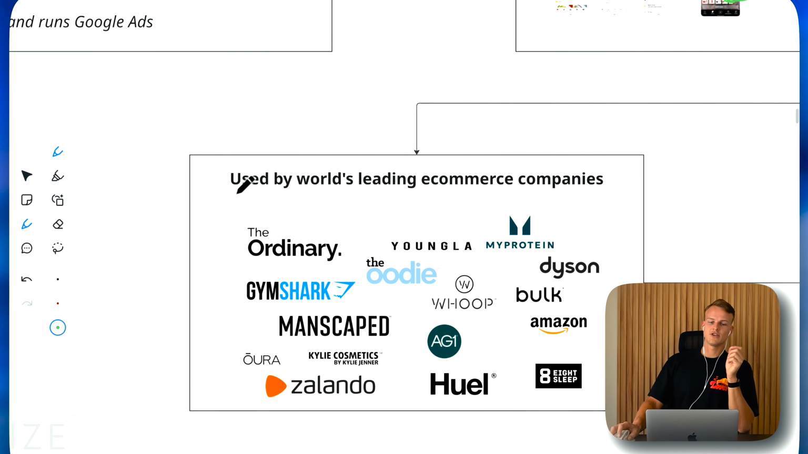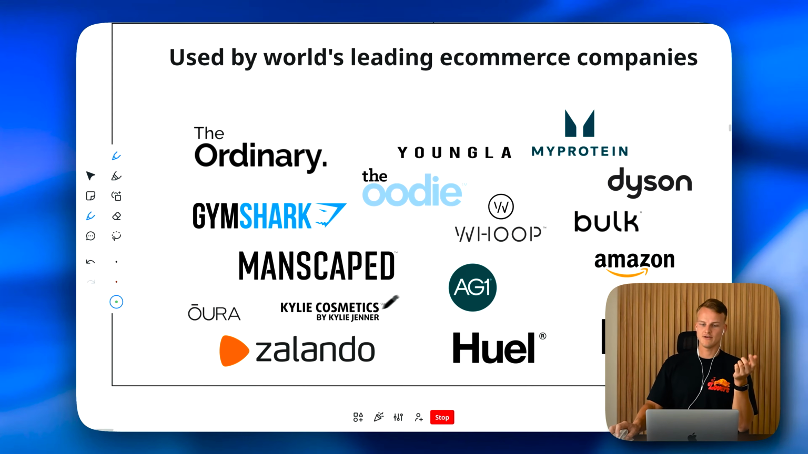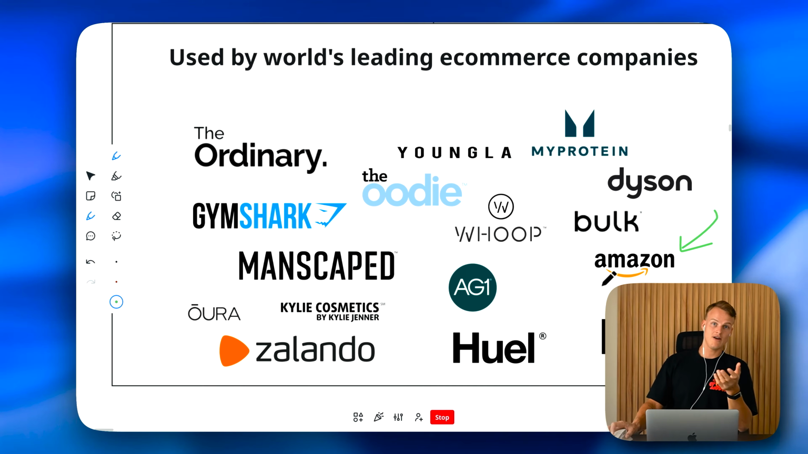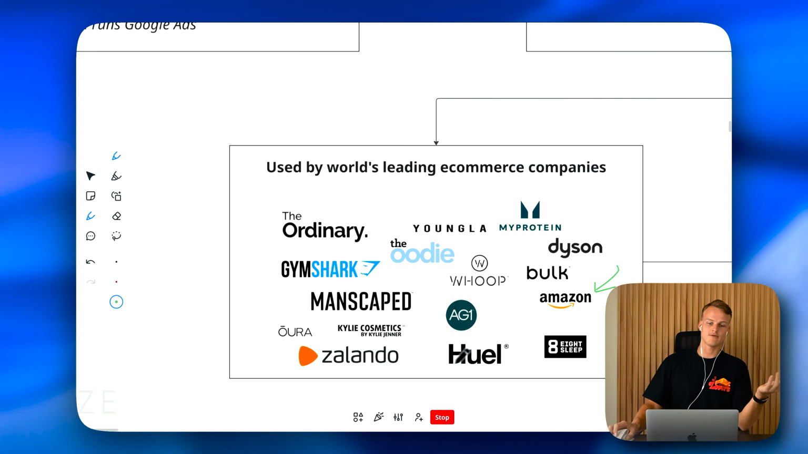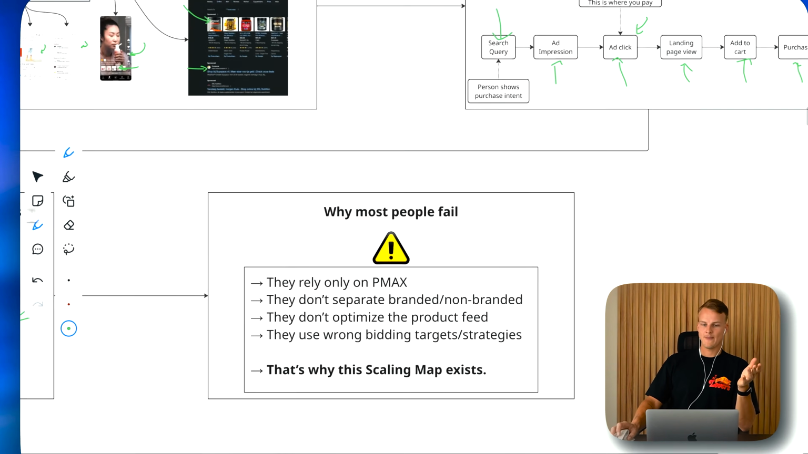As I said, also it's used by world's leading e-commerce companies. So here we have The Ordinary, Gymshark, Manscaped, Aura, Zalando, AG1, Whoop, Bulk, Amazon. Amazon itself is even advertising on Google, right? So that made us realize how important Google Ads is for even Amazon, which is a reseller platform. So it's used by world's leading e-commerce companies, right?